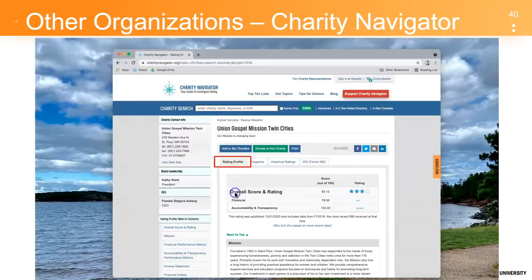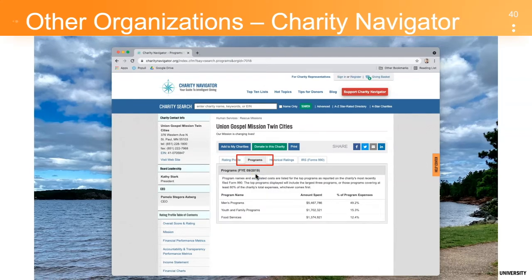One of the ways you can get to this is by going online and looking at a great resource called Charity Navigator. Now, in this instance, I use an example, which was the Union Gospel Mission Twin Cities. And right away, it gives us a rating profile of their financial score and their accountability and transparency. Now, this is only as good as the information that's going into it. So a question, if you're a donor, which you're not at this point, would be to find out how this information is going into the system.